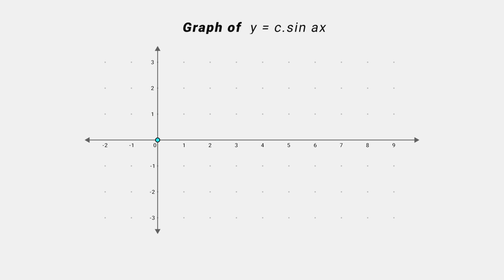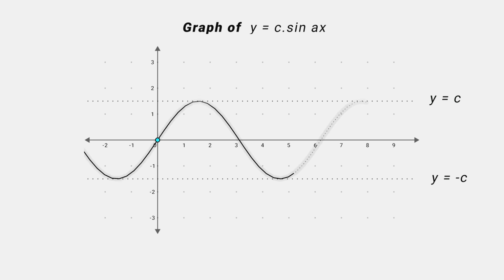Now let's draw y equal to c sin ax. For this, first draw y equal to c and y equal to minus c, because sin x lies between 1 and minus 1, so c sin ax lies between minus c and c. Now draw sin x and mark all the points where it crosses the x-axis. And finally, divide all those points where sin x cuts the x-axis by a. This is the graph of y equal to c sin ax.